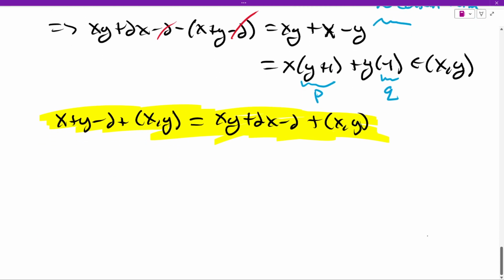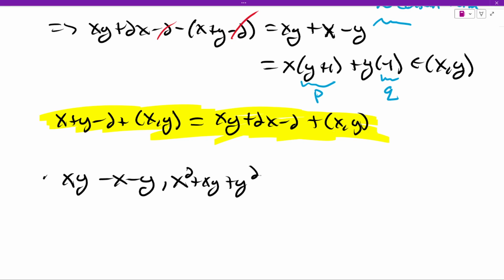Let's look, for example, at xy minus x minus y and x squared plus xy plus y squared. All right, and let's look at their difference. So x squared plus xy plus y squared minus xy minus x minus y. What's going to cancel? I think the xy's cancel, and then that's it.